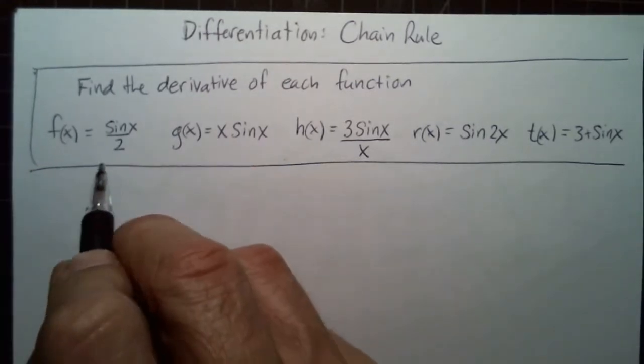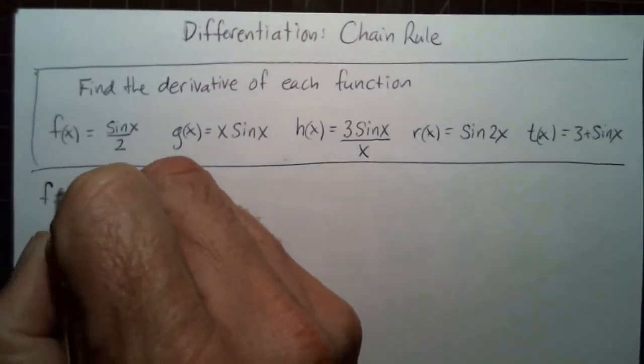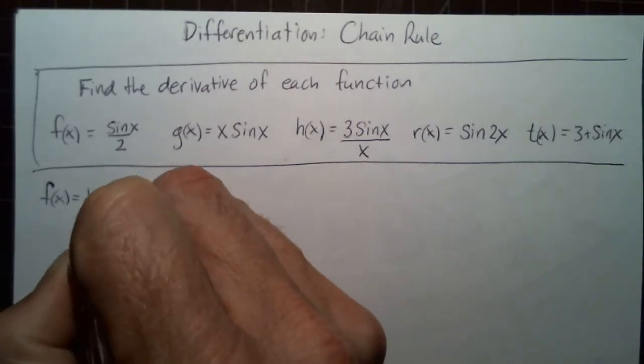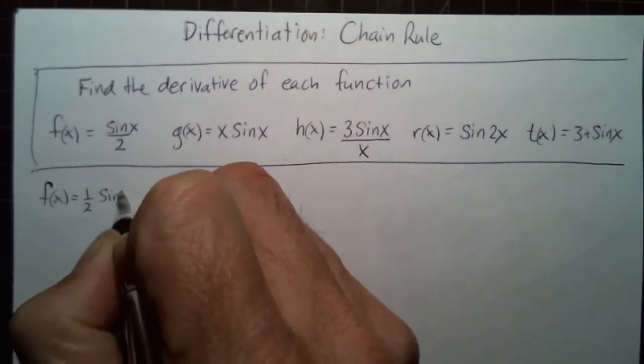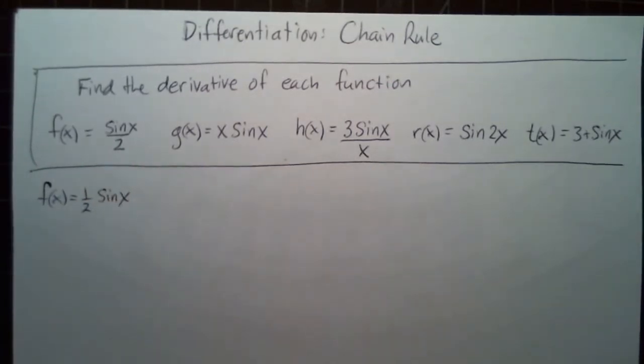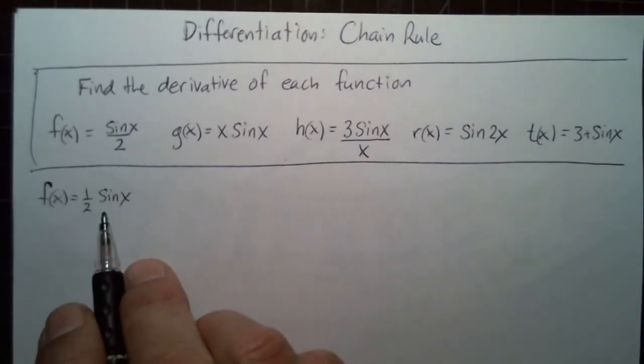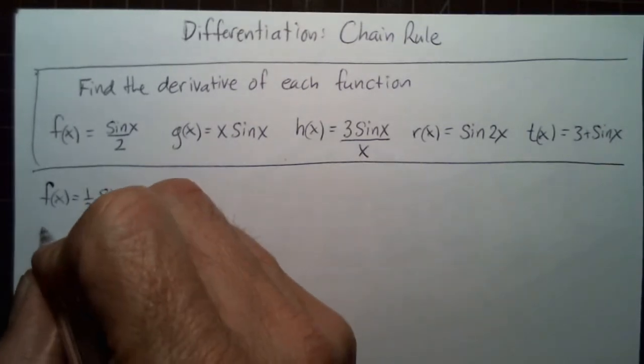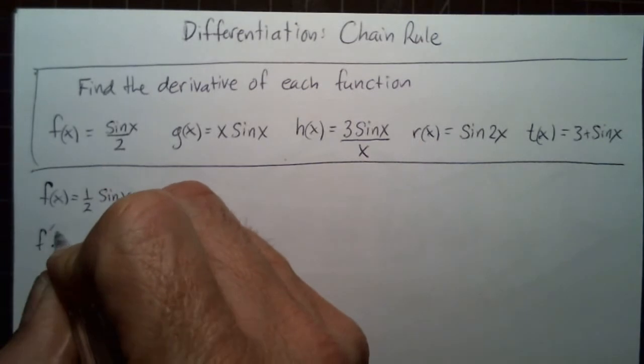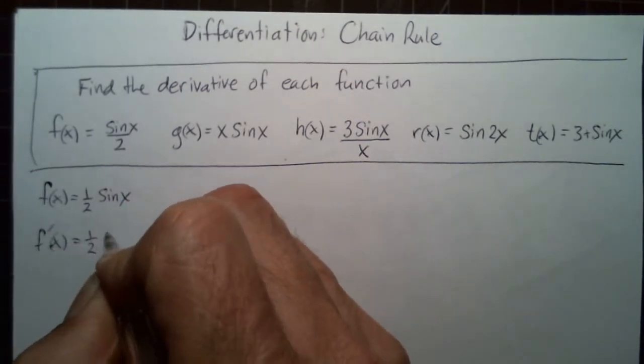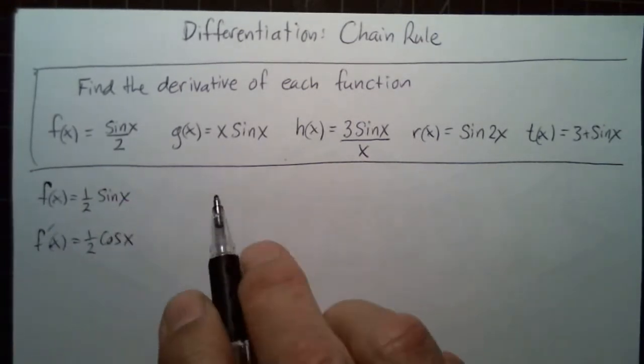So on this one, it might help to rewrite it like this. And then we can see that we'll just find the derivative of sine, and that's cosine. So f prime is 1/2 cosine x.